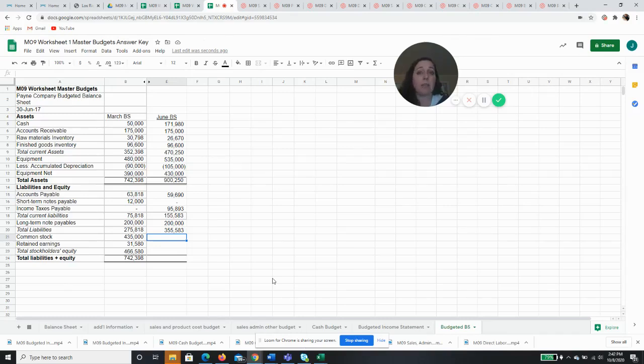All right, common stock. I did not see anything when we were budgeting saying we were selling or buying back any stock. So we will assume that is unchanged and still $435.